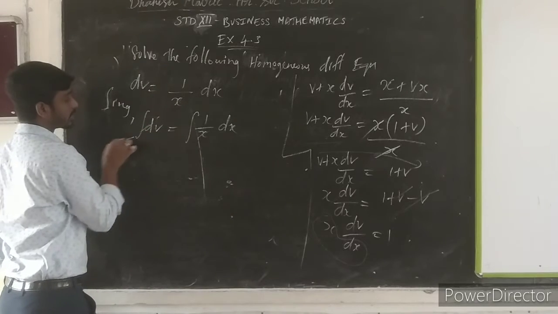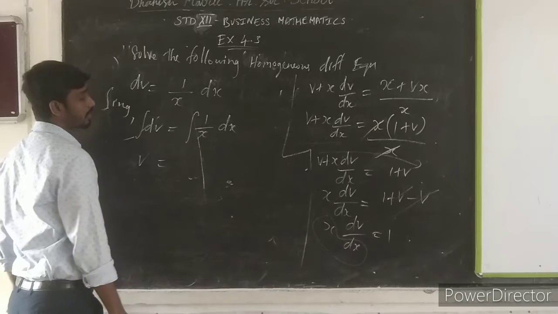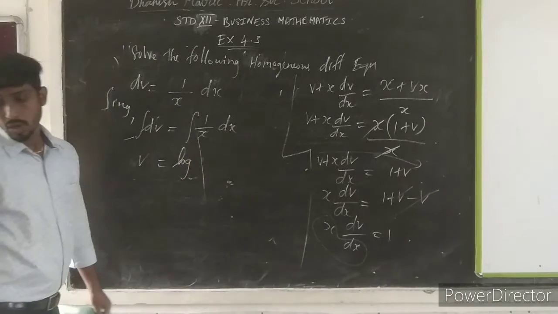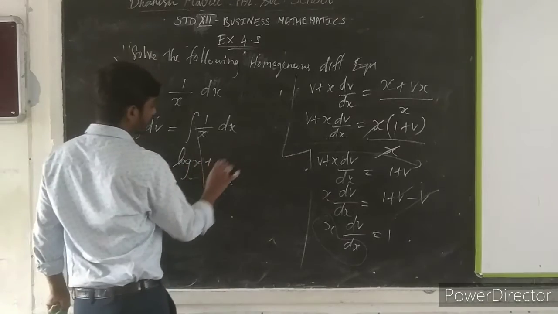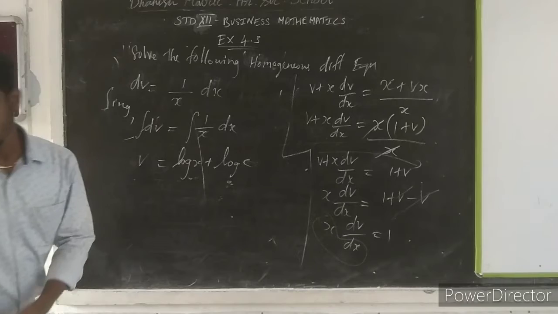So if you are integrating, the differentiation will be cancelled. V is equal to the integration of 1 by x, that will be log x plus log c, where c is a constant here.